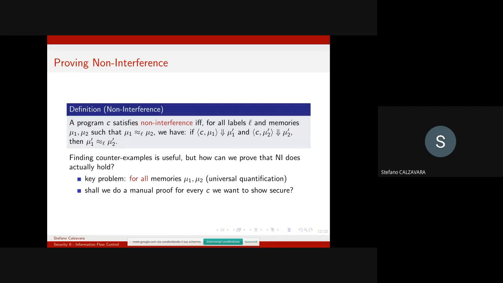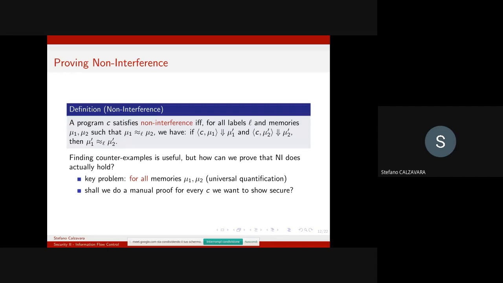If we check the definition of non-interference, we realize that the problem of non-interference requires us to quantify over all the possible attackers and over all the possible memories. And in particular, we have an unbounded set of memories because a memory is a mapping from variables to integers. And so since we have an infinite number of integers, we need to quantify over an infinite set. So there is a universal quantification that we cannot just test. We cannot just try out all the possible memories because we have an infinite number of possible memories.